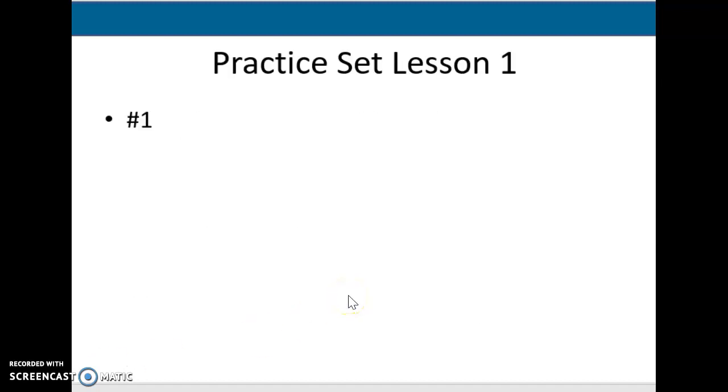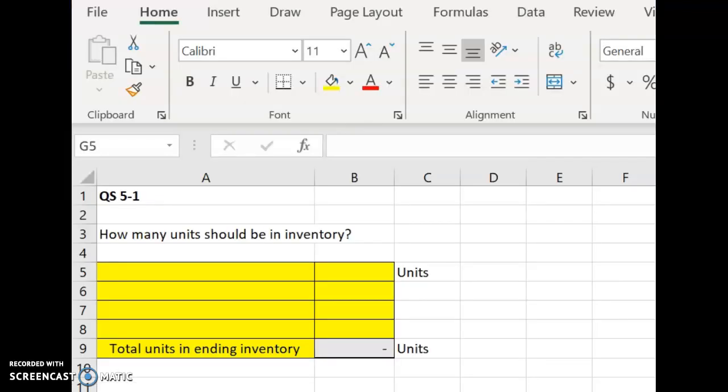Let's take a look at number 1 in our practice set. I'll encourage you to work through it on your own and see how you do and come back and walk through it with me. Hopefully you had a go at the problems in number 1.